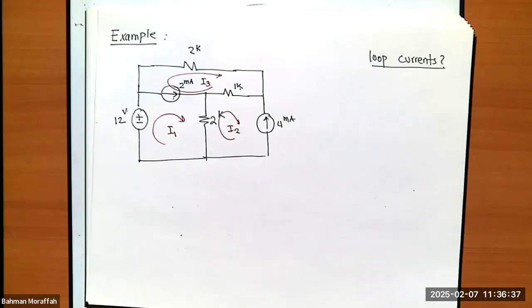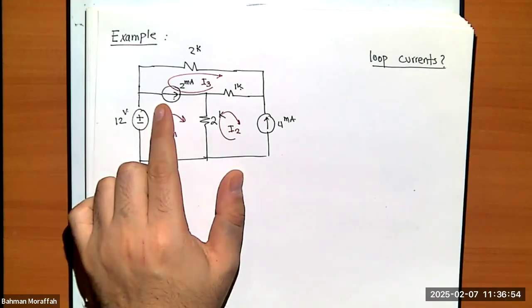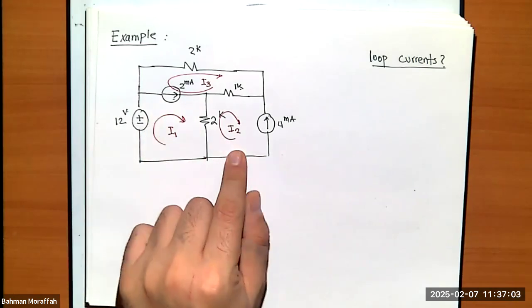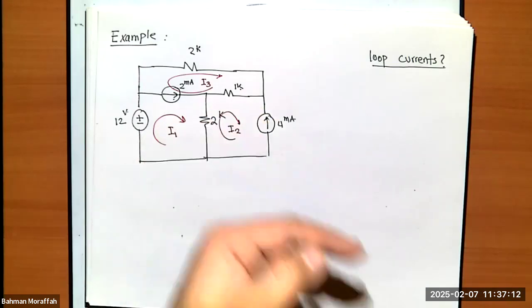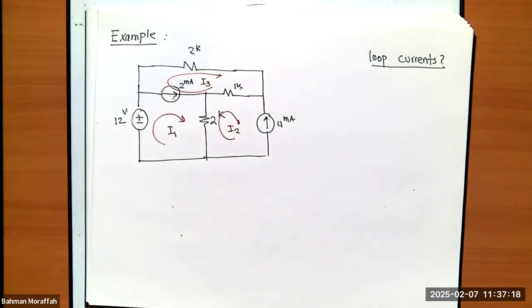What is the next step? I've got to write a KVL. Can I write a KVL here for loop 1? No, I cannot. Why? Because I don't know the voltage across this current source, right? I know the current through it, but I don't know the voltage across it. So let's move on to the second loop. Can I write a KVL for this loop? Still no, because I don't know the voltage across this guy. For the exact same reason, I cannot write a KVL for this third loop, because I don't know the voltage across this guy.